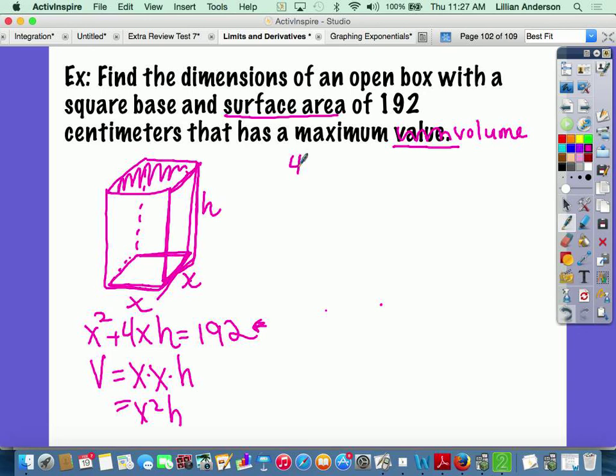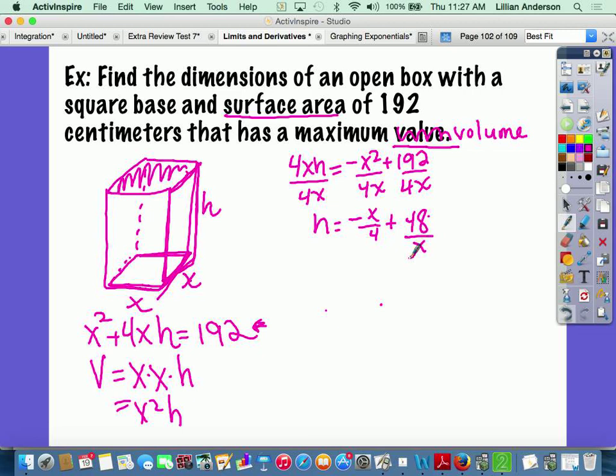So I'm going to subtract x squared over and divide everything by 4x. So that way, I will solve for h. So I'm going to have a negative x over 4 plus, let's see, 192 divided by 4 is 48 over x. Okay?